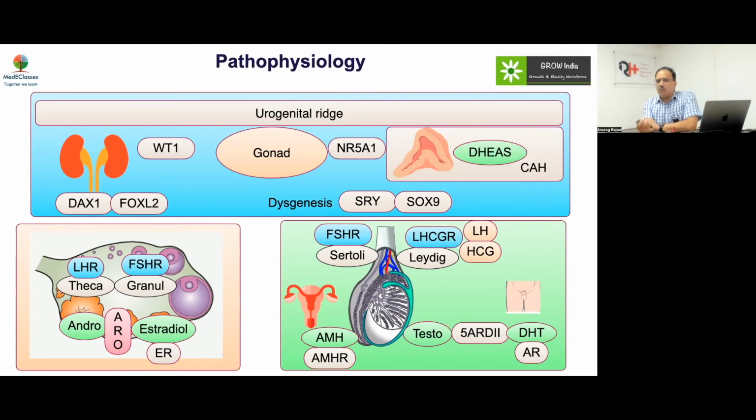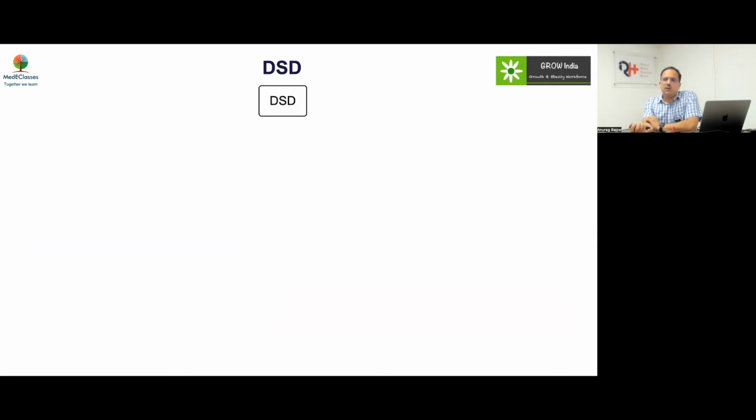And of course, if you have a problem in the Leydig cell, you will have a problem. So we have tried to figure out the various forms of DSD, and now I think this will become a very important slide to really focus on in terms of whatever we have learned till now, is that DSD can be classified, broadly speaking, based upon the genetic composition.